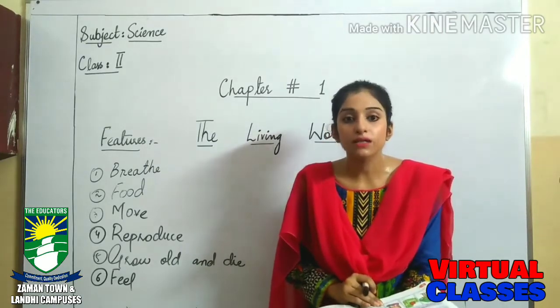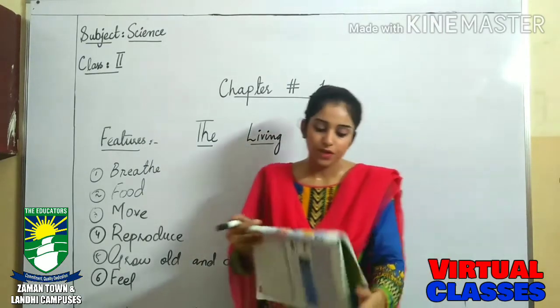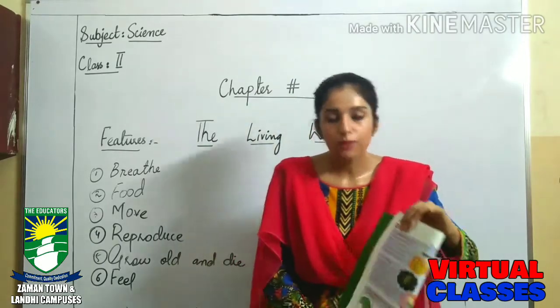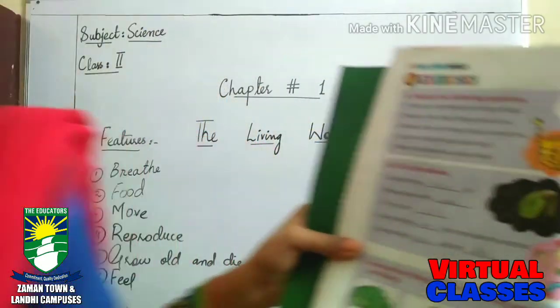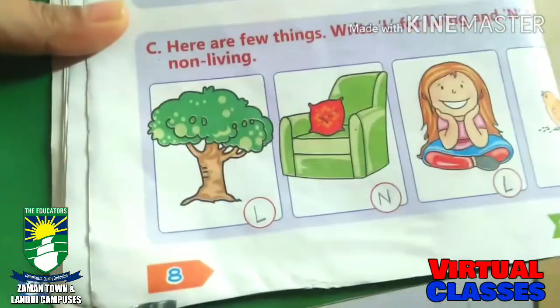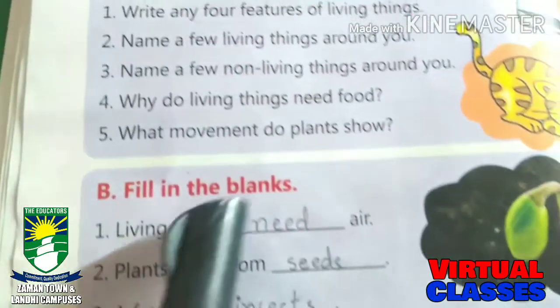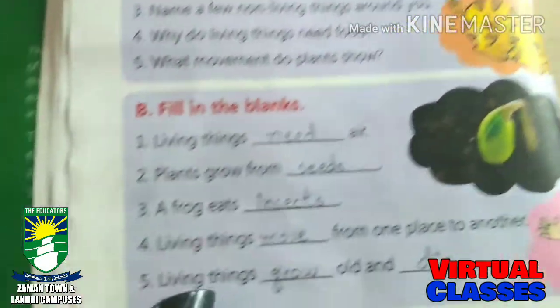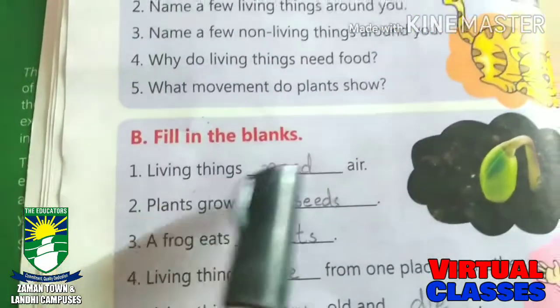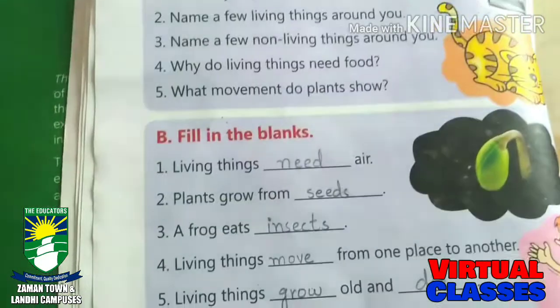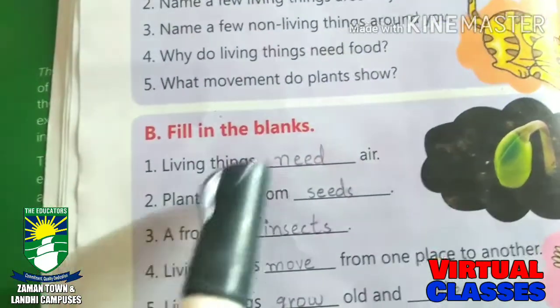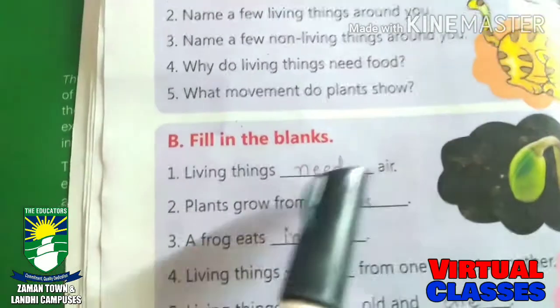Open page number 8. Look at your book. I am showing this book to you. I am going to read, fill in the blanks. This is exercise B, page number 8. First of all, mention date in your science book, page number 8, and also mention homework. Now, look at exercise B, fill in the blanks. Let's start reading number 1. Living things dash air. What will be the answer? Living things need air. Right answer?